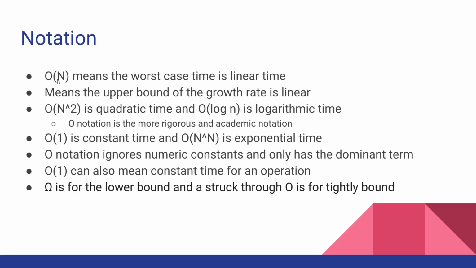Now, we also have two other forms of notation. These are used the same way, but just mean something else. Instead of O notation, which is the worst case time, which provides that upper bound for growth rate, if we use omega notation, for example omega of n, that's the lower bound, and that's the best case scenario. So at best, it'll scale linearly if it were omega of n.